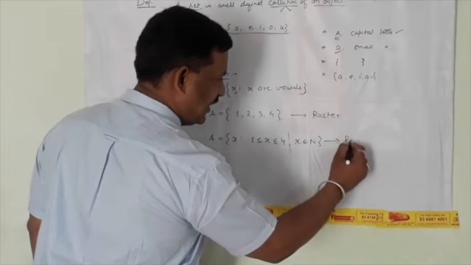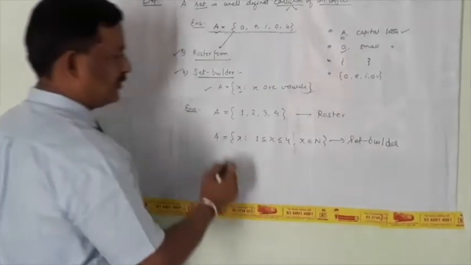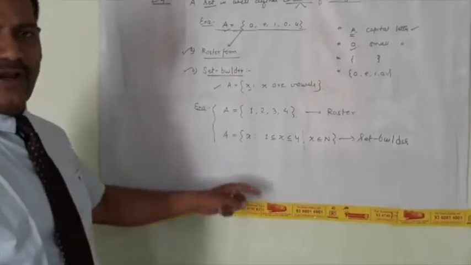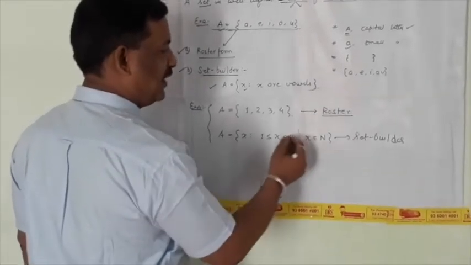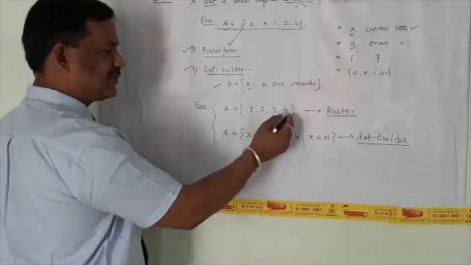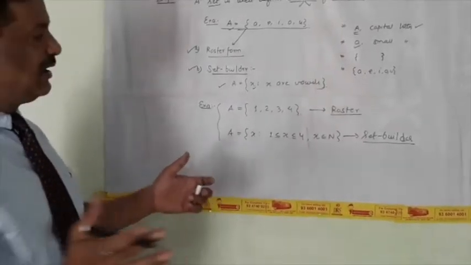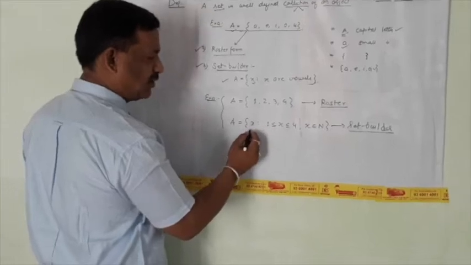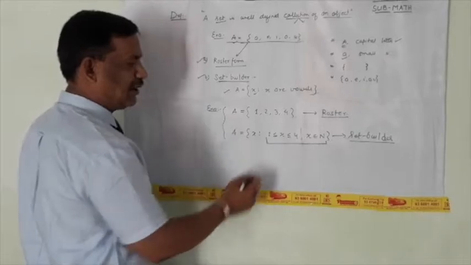So this is the set builder method to write this set. The example is the same but the method is different, because the first method is called roster form and the second method is called set builder form. In the roster form, we represent the elements using commas, and in set builder form, the elements are denoted by some property or statement which fulfills the condition.